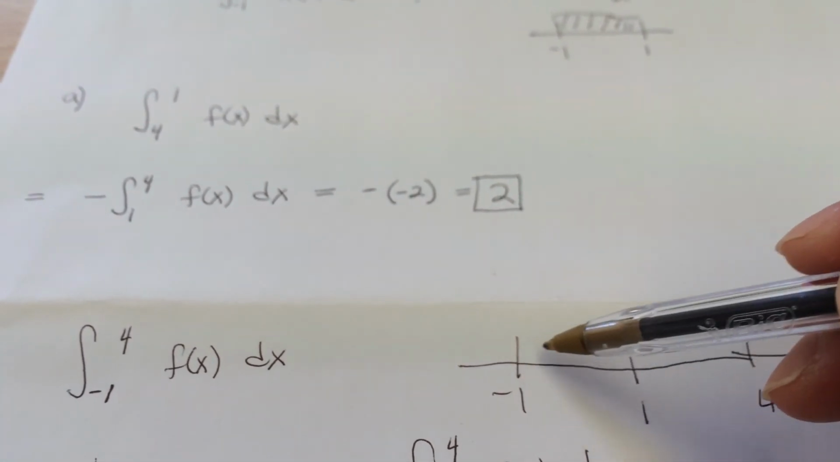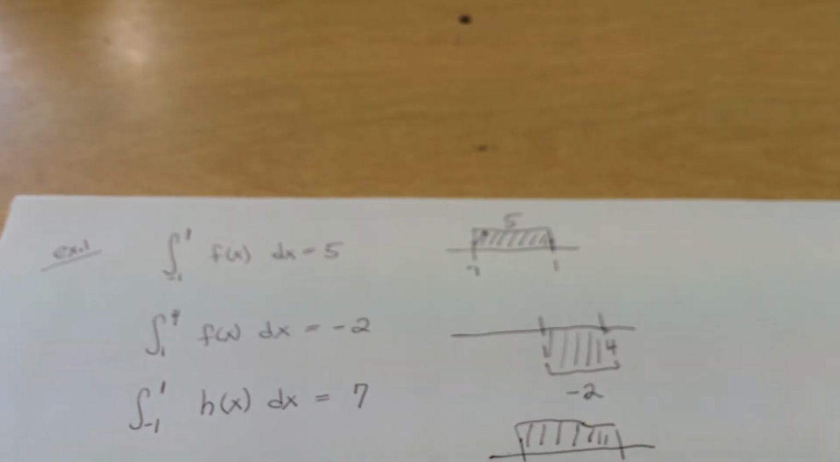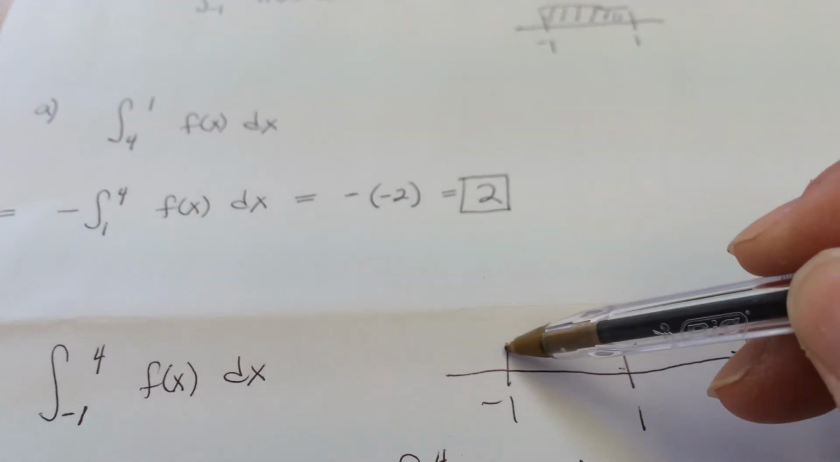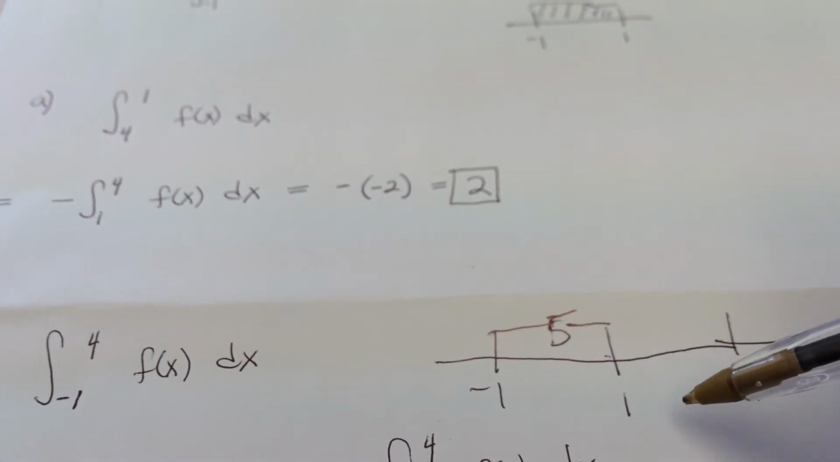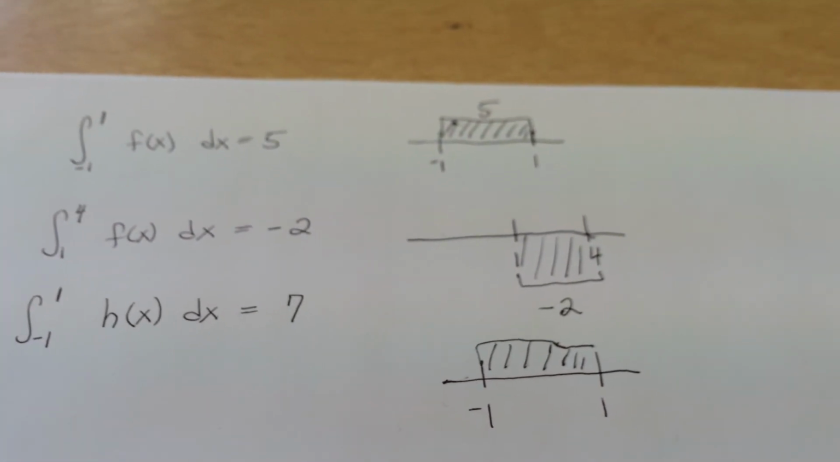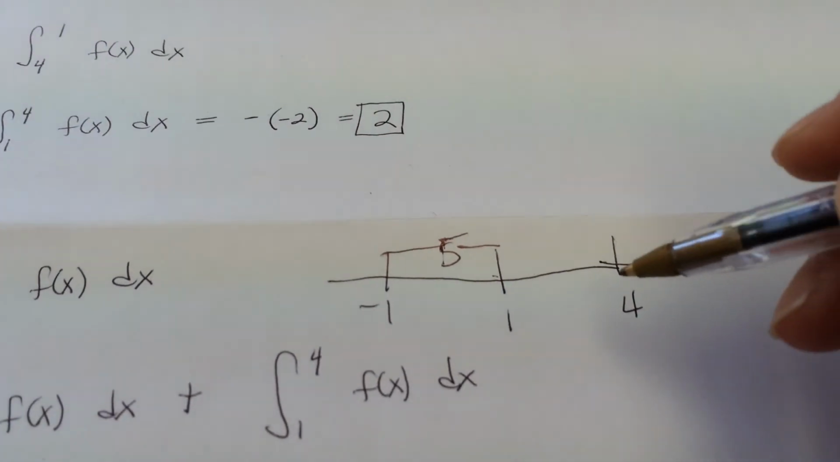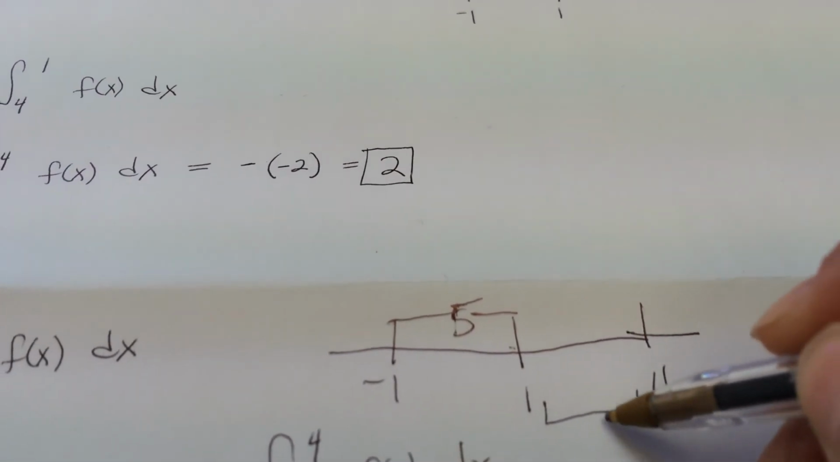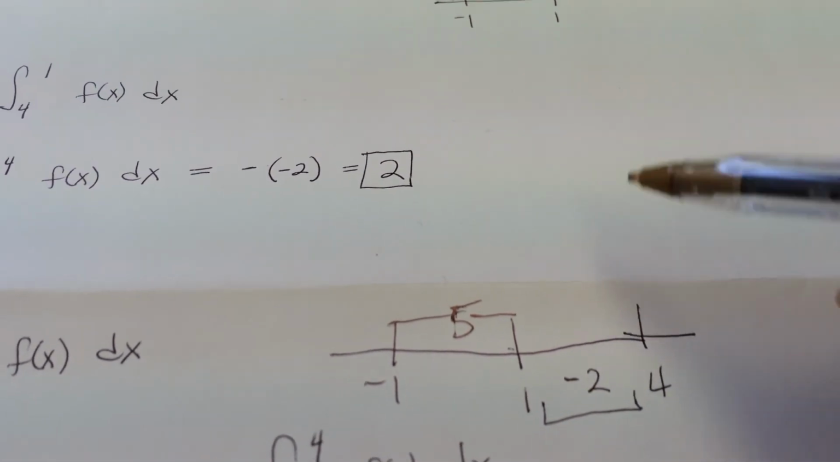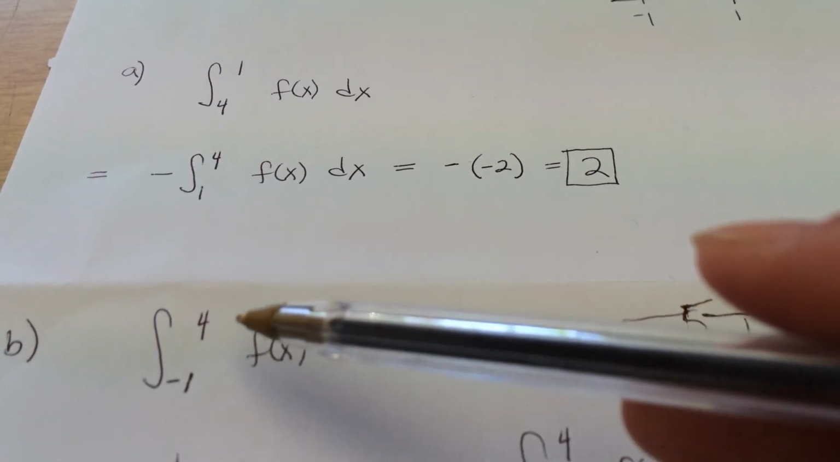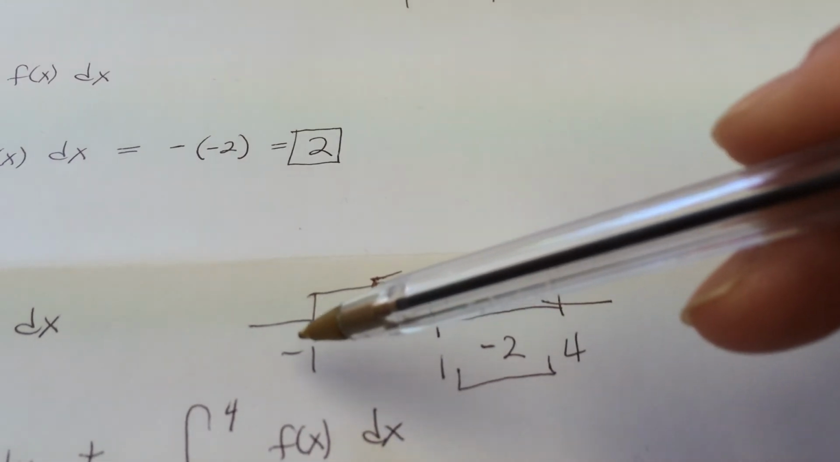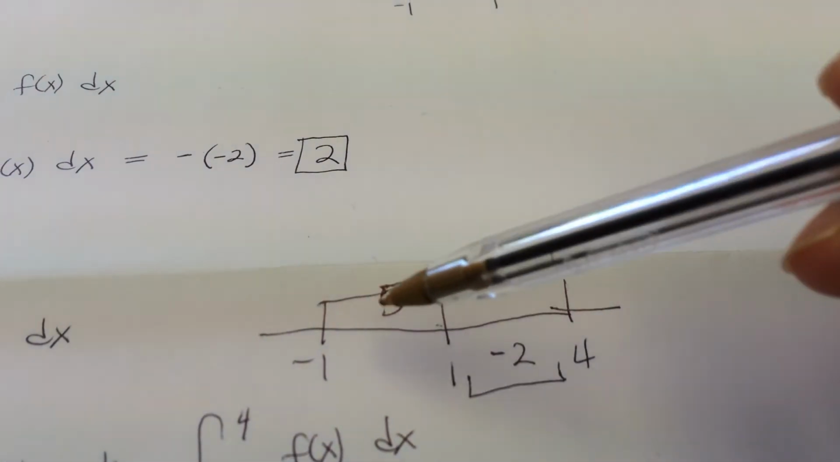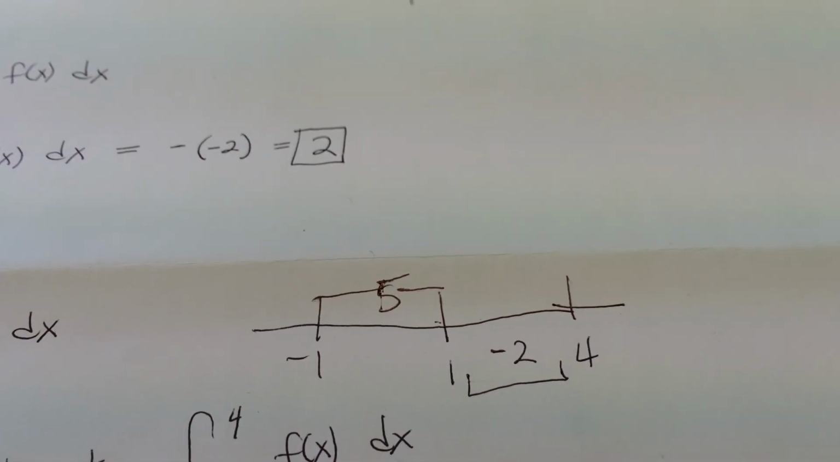So I know the area from -1 to 1 was given as 5. So the area of this is 5 right there. And then from 1 to 4, we said the area from 1 to 4 is -2. So down here it's -2. Okay? So then for the integration from -1 to 4, all of this right here, I'm basically putting those two areas together and adding them together.